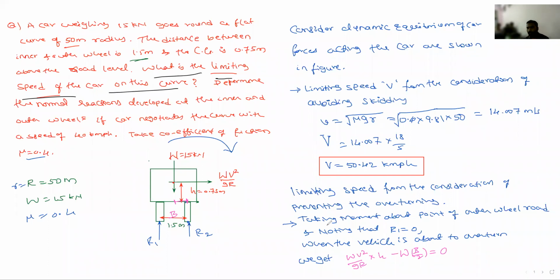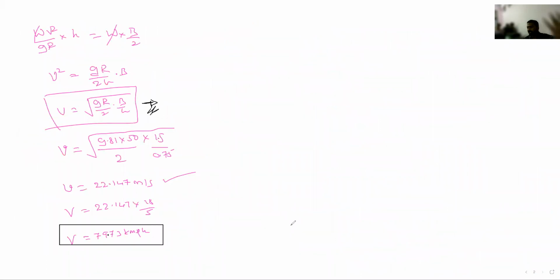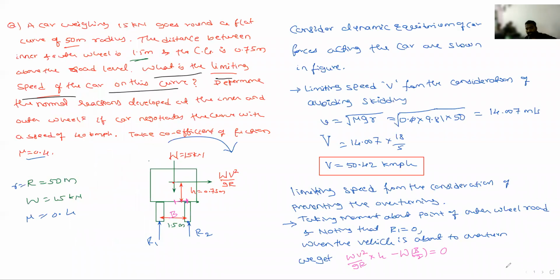So think that if I provide the velocity 79.73, it is safe under overturning. Is it safe for skidding? How much is needed for skidding? 50.42. But if I provide 70, does it skid? It skids. If I provide 50.42, it avoids the skidding. Does it undergo overturning? Overturning also does not happen, because for overturning the velocity must be more than 79. So the minimum of these two you have to provide.